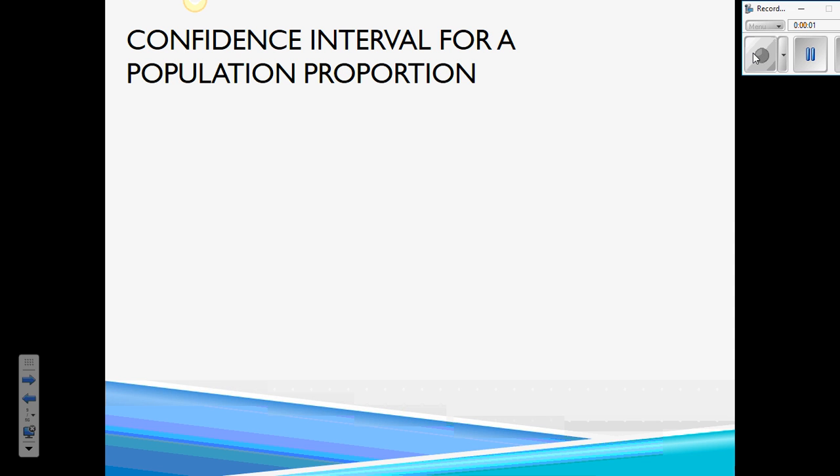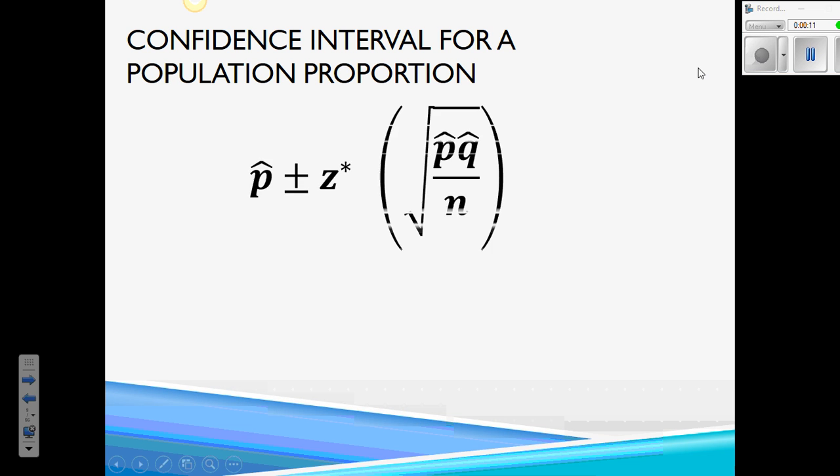About is confidence intervals for a population proportion. All right, so this will be your first of many inferential procedures that you're going to have to know for the course. All right, let's do that. Go ahead and write down this formula for me, please.